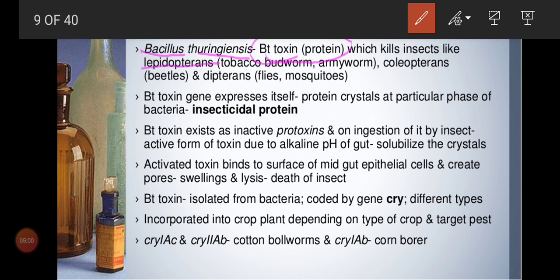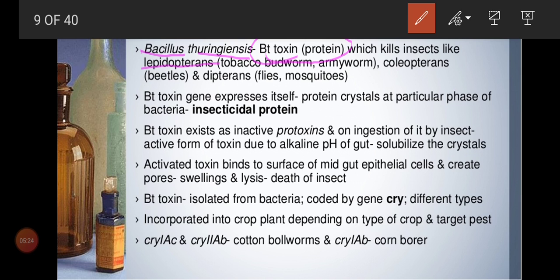Whatever we are going to talk about, everything is in the larva stage of the worms, like budworm. Tobacco budworm means it will affect very particularly the tobacco plant, and armyworm also, everything in the larva stage. And coleopterans, we know, are beetles, what we learned in 10th standard, red beetles and other things.